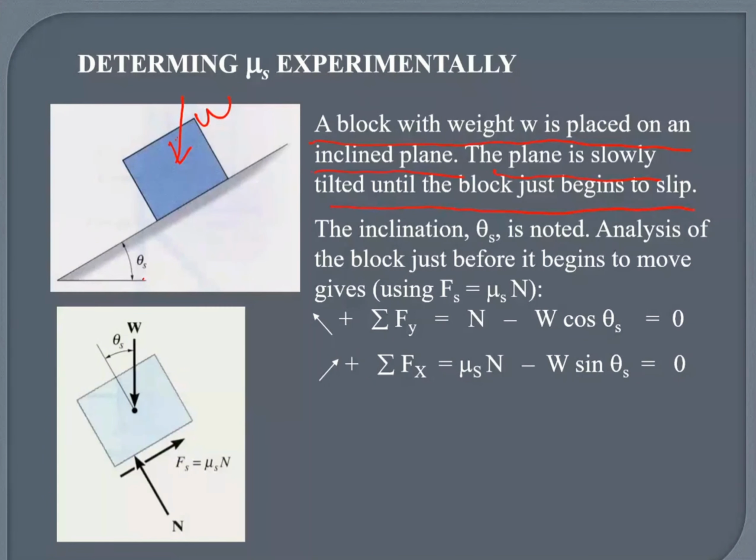So I am lifting this floor, I am increasing this angle, and the moment the box moves, I record this angle. The inclination angle is noted. Analysis of the block just before it begins to move.